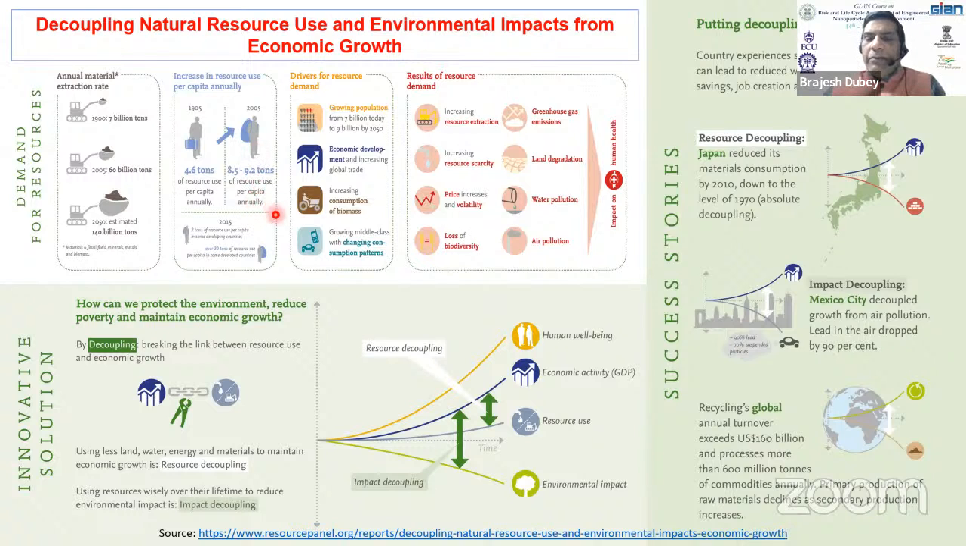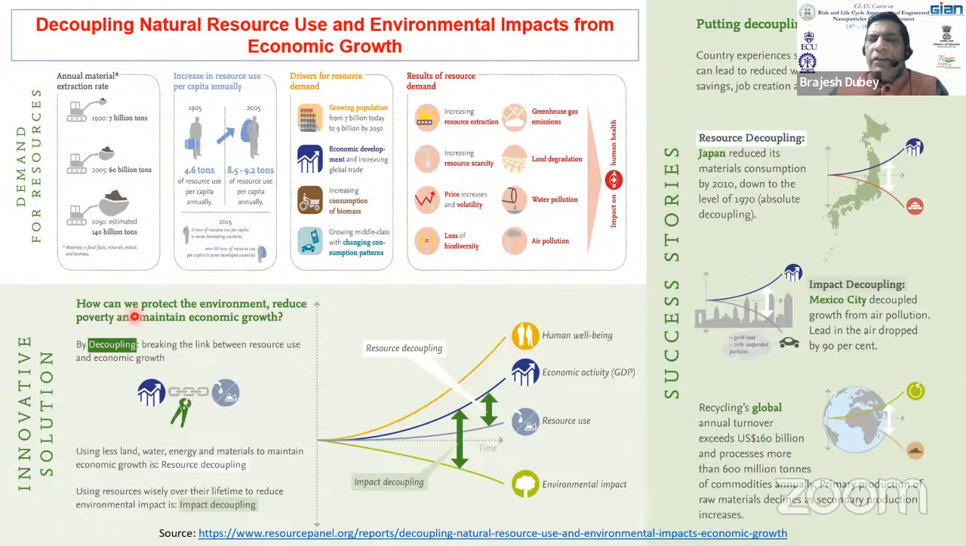By 2035, we will have like 2 tons of resource per capita in some of the developing countries, and over 30 tons in developed countries. So this number is again expected to go up. Now, why are these things going up?